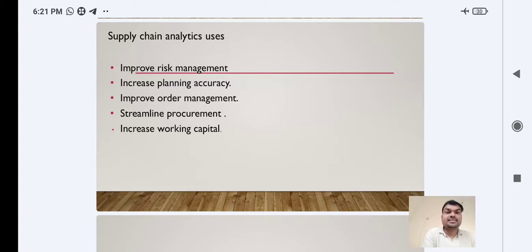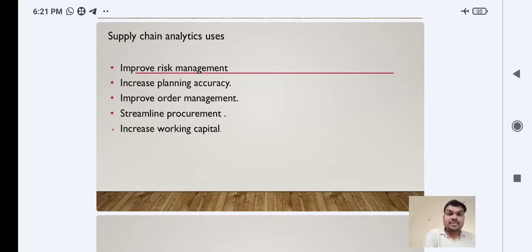Increase planning accuracy. How will planning accuracy increase? If we are getting continuous strategic planning and analytics of the product manufacturing, then we know what to plan, where to plan, and how much raw material and other material will be required. So planning accuracy can be increased in supply chain analytics.